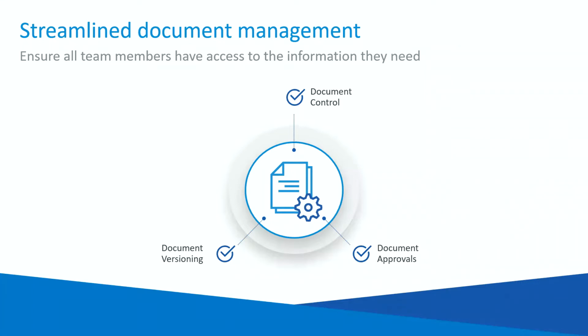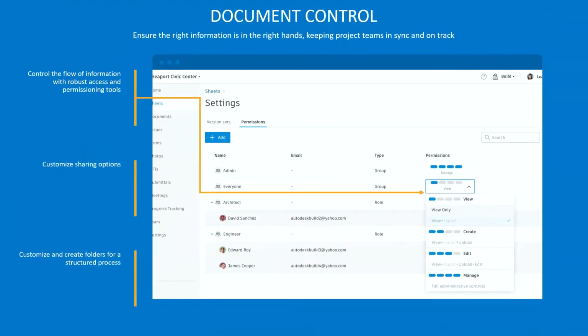Streamlined document management. I want to talk a little bit about document control, document versioning, and document approvals. Firstly, document control. The document control portion of Autodesk Build ensures you have the right information in the right hands, keeping project teams in sync and on track.